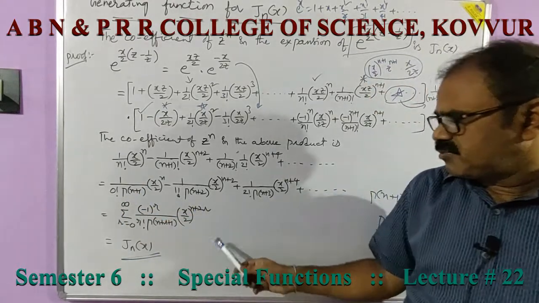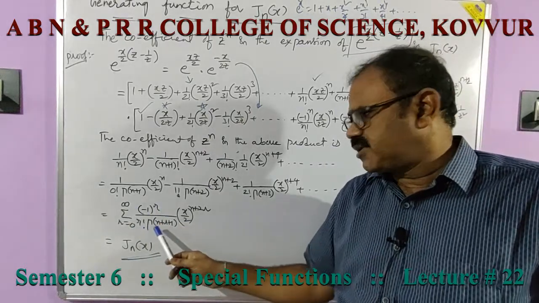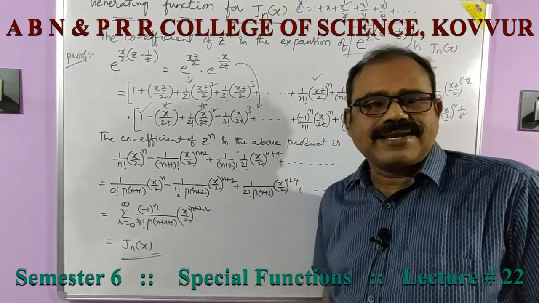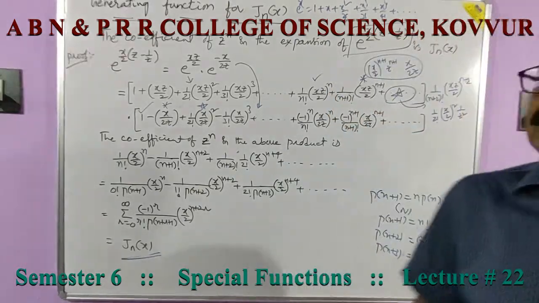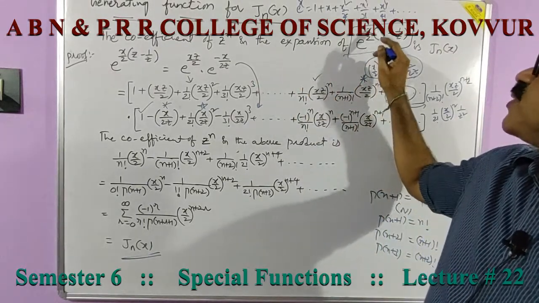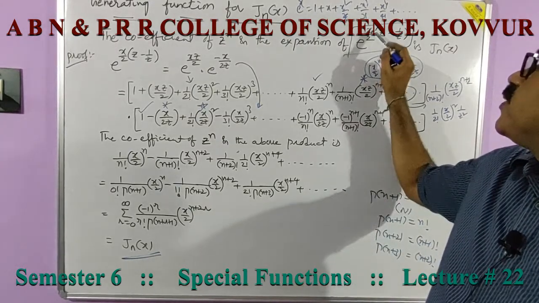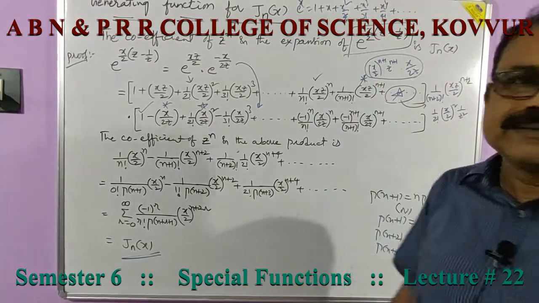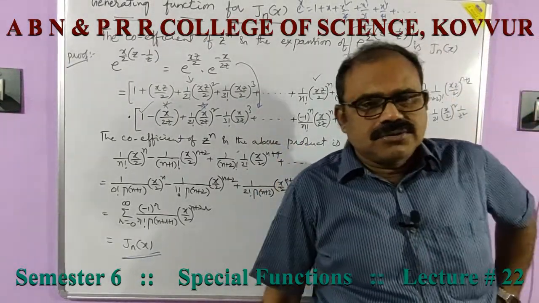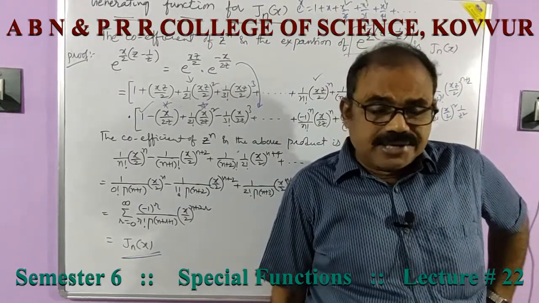So that can be brought into sigma notation. Sigma r equals 0 to infinity, minus 1 power r by r factorial into gamma n plus r plus 1, into x by 2 power n plus 2r, which is Jn(x). So the generating function of Jn(x) is the coefficient of z power n in the expansion of e power x by 2 into z minus 1 by z. Okay, right, which is important, and please go through it. I have given you the detailed notes also.